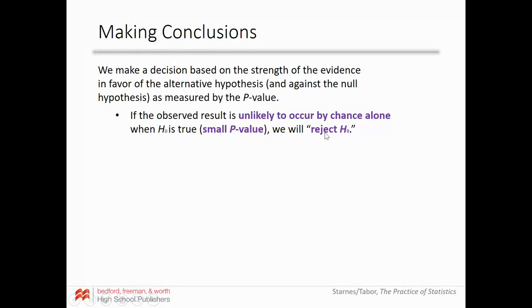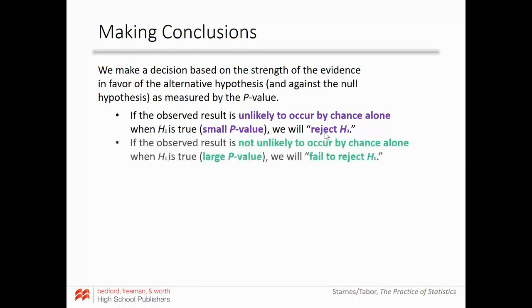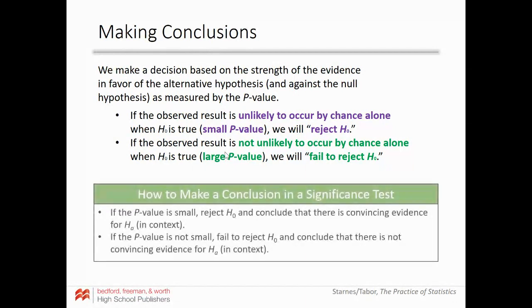Basically, we're assuming H naught is true, we get a very small p-value, so it's very unlikely to get this result based on H naught being true. So we're going to reject that H naught. We don't really think H naught is true, because if it were, we should get this statistic more often. On the flip side, if the observed result is not unlikely to occur when H naught is true, like the one we just saw at 14%, so you have a large p-value, we will fail to reject H naught. I know it sounds a little funky, but we'll start to see it come into play a little bit more.